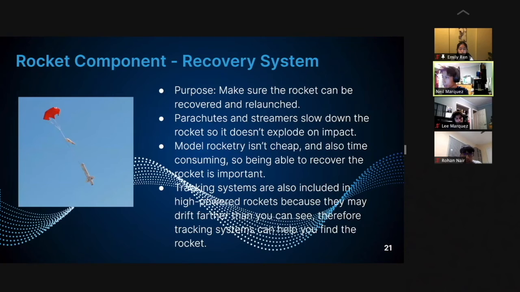Now, a recovery system is one parachute, and the importance of a recovery system is so you can reuse the rocket and recover it after it's landed. Otherwise, it would just explode on impact. And on larger rockets, there may be tracking systems because they may glide farther than expected.